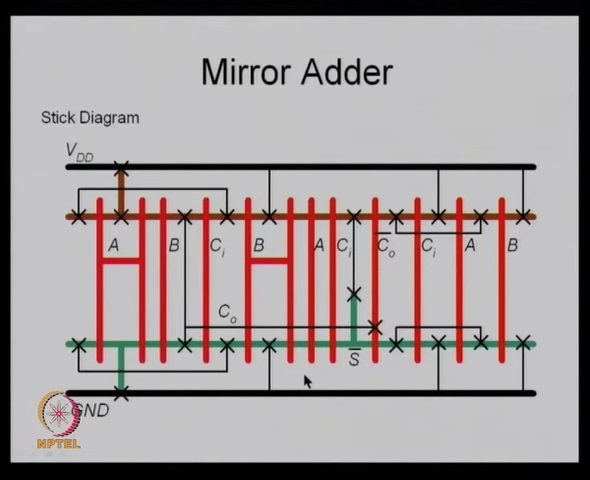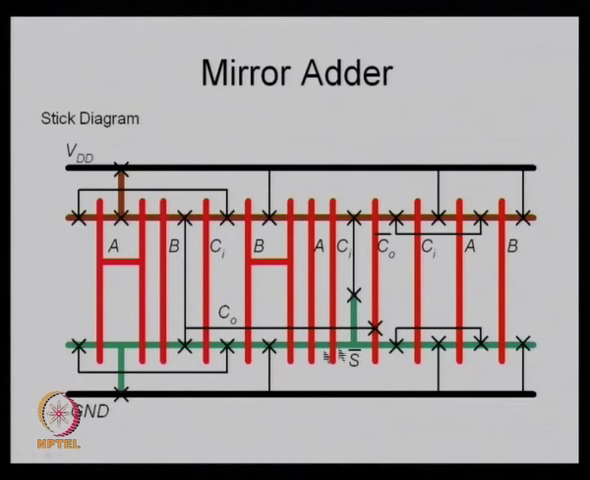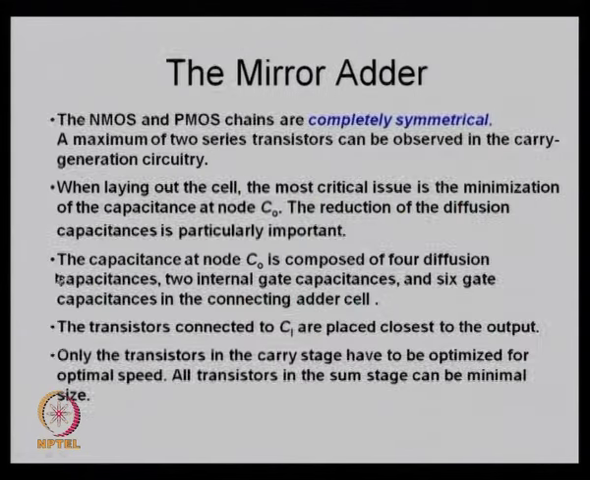This circuit which I have shown here is laid out to create a chip, and this is called the stick diagram. The yellow and red lines are the poly lines, green lines are the diffusion lines. These are p channel devices, these are n channel devices. Please remember this is source, drain, source, drain, across poly. Similarly, for p channel this is source, this is drain. So, this stick diagram represents the so called 24 transistor adder.